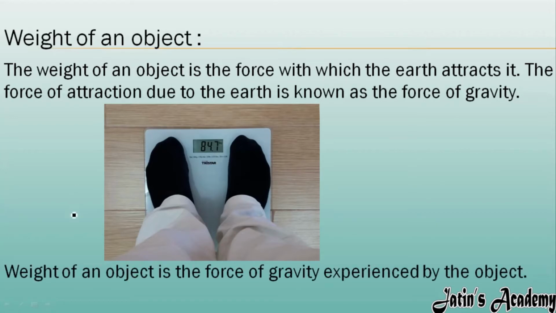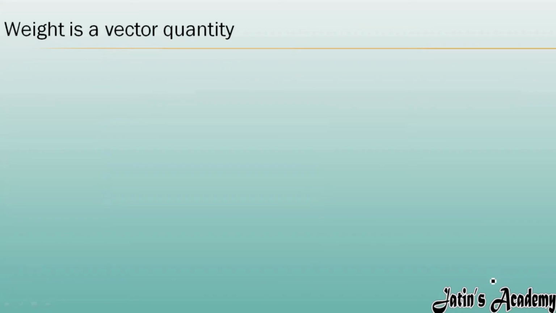Next, we are having: weight of an object is the force of gravity experienced by an object. This I already told you. Whatsoever object is going towards the surface of earth or falling down, all those objects are having some gravitational force, and that force is nothing but the weight of an object.